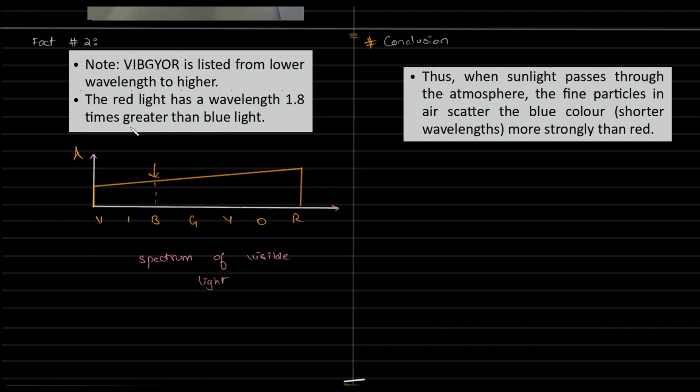And what can we conclude with all of this? That the blue scatters the most while the red scatters the least. You might have a question, why not violet and indigo?